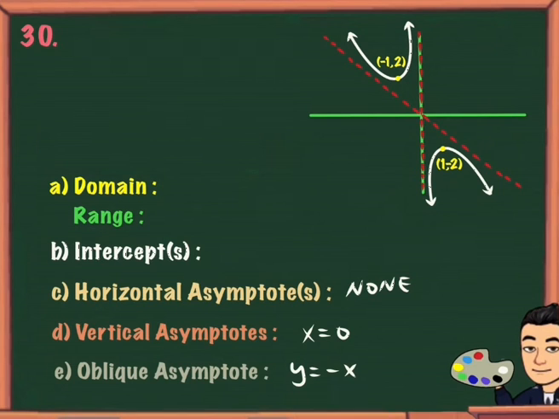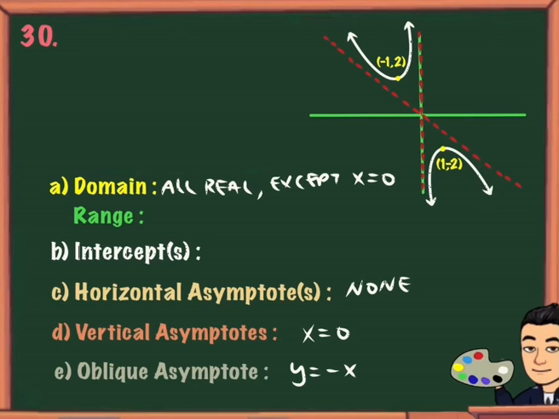Now let's go ahead and look at the domain. So it's going to be all real numbers, so let's just put all real numbers except where the vertical asymptote is. So x equals 0.